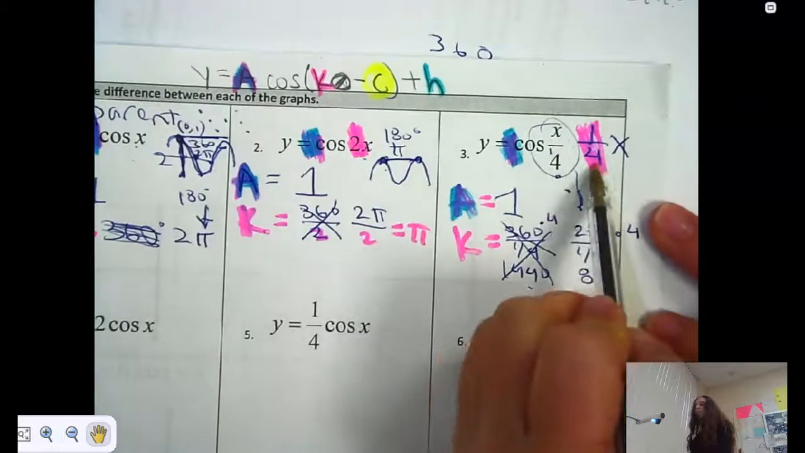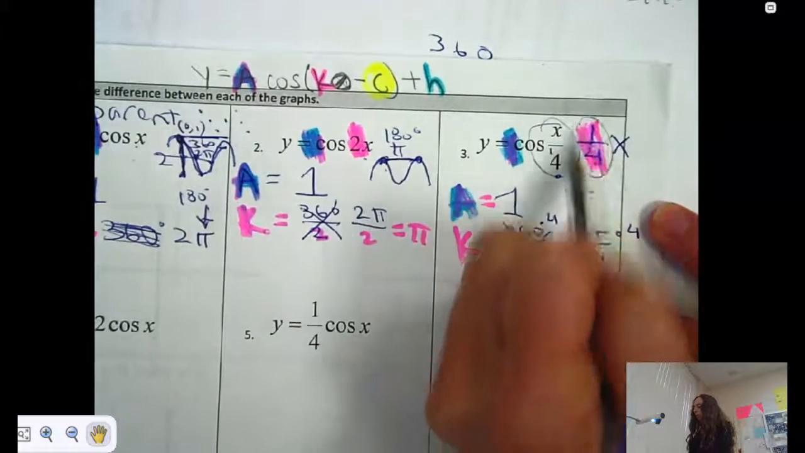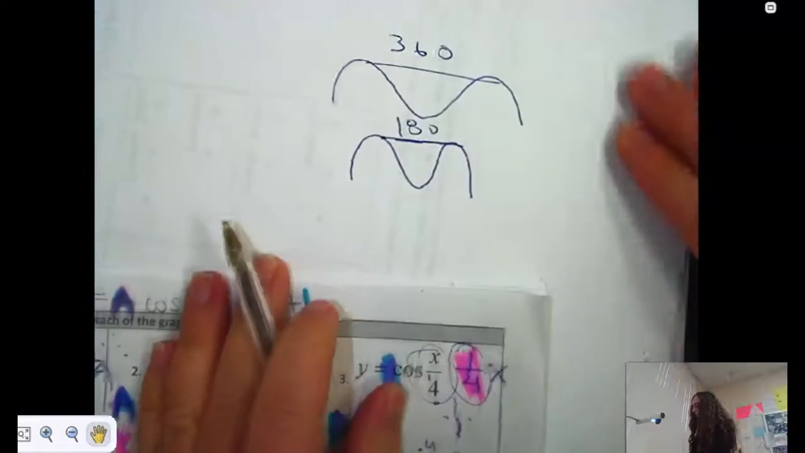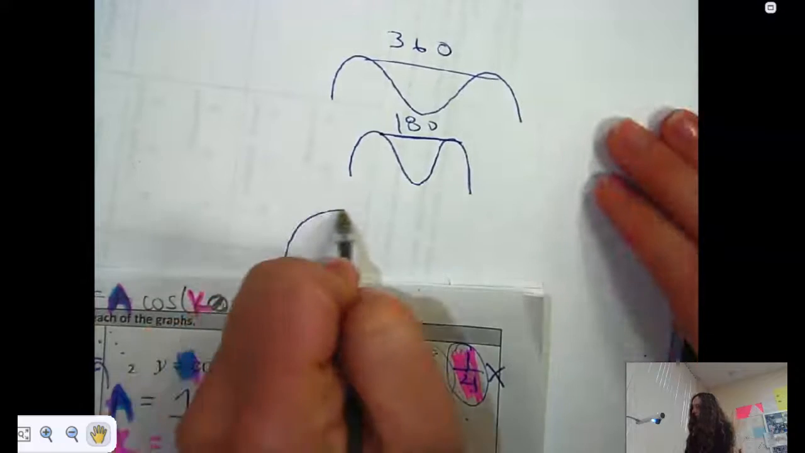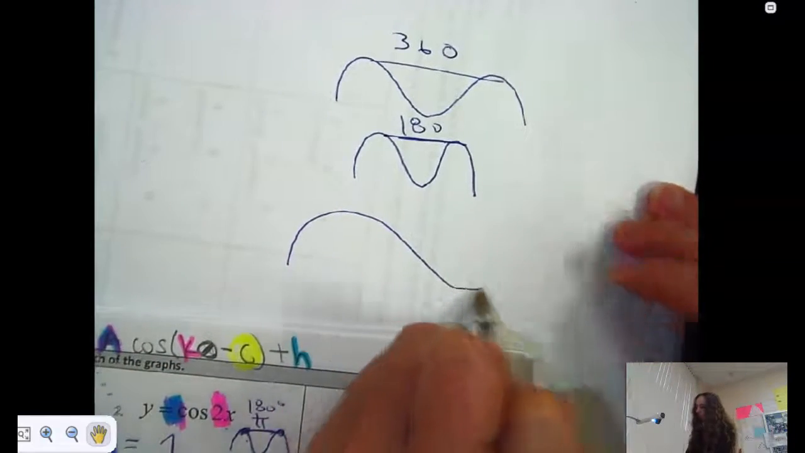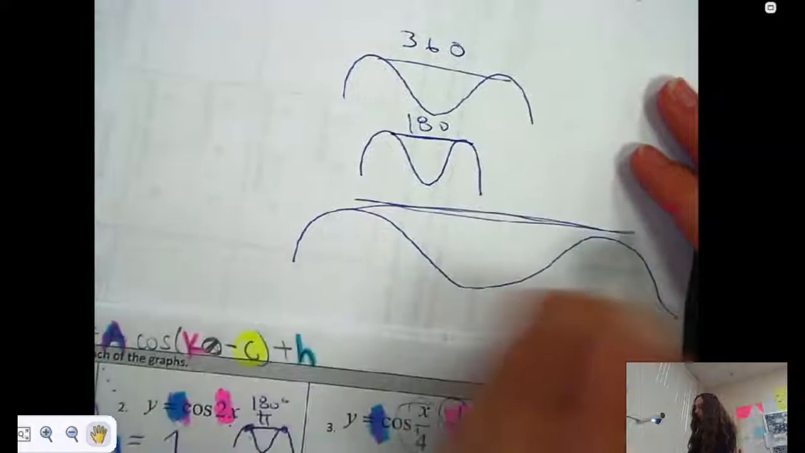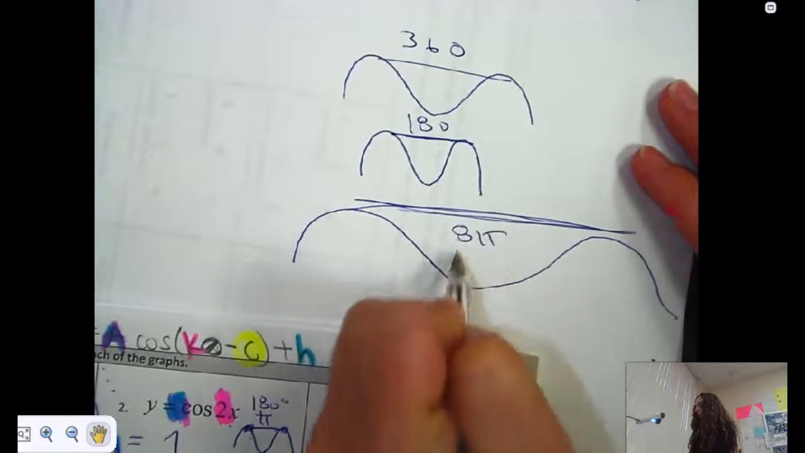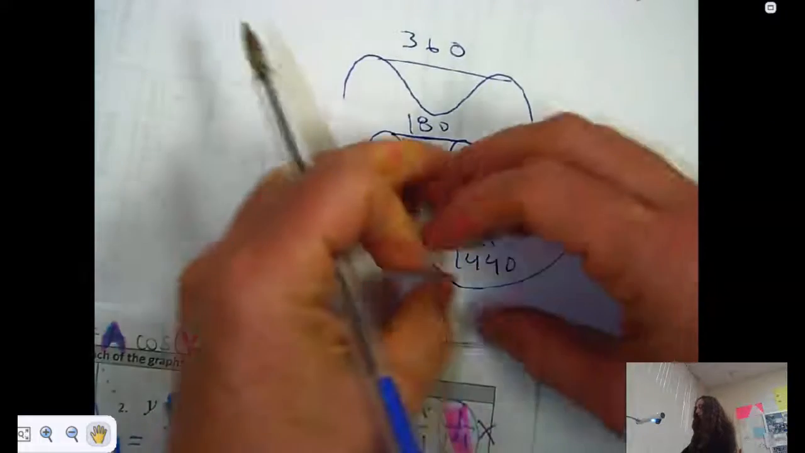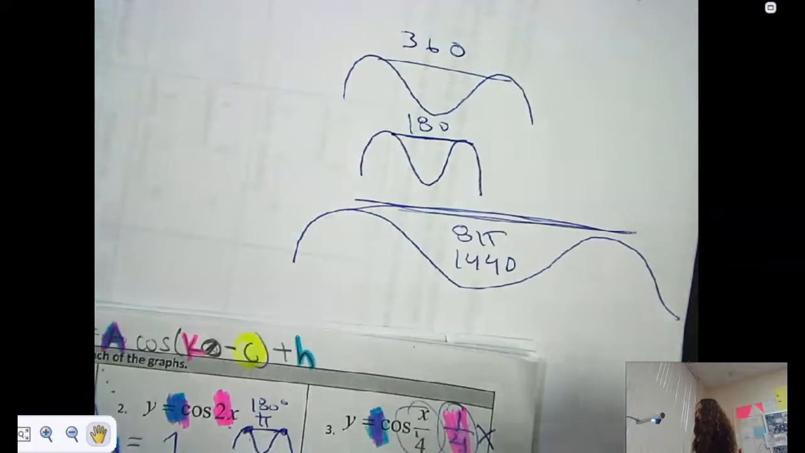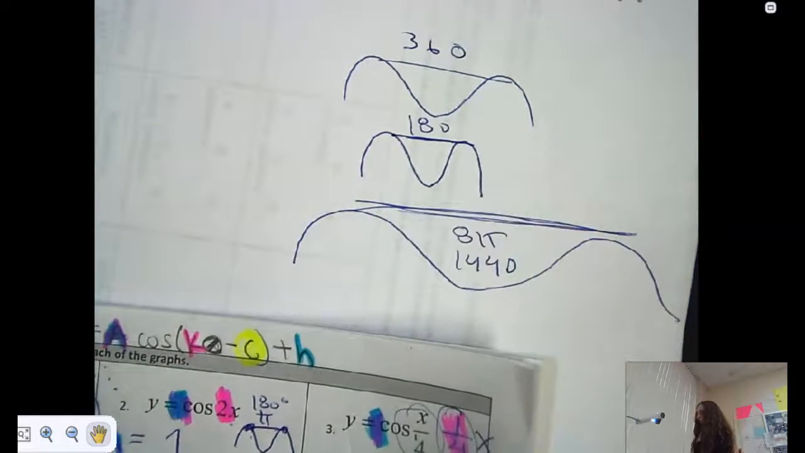Remember, if it's with the x, it's not a straight shooter. So 1/4 really means it's going to be 1/4 as wide. So that means the distance, if I was going to graph this, it's not pretty, I know. The distance from one hump to the next is 8 pi, or 1440. It is horizontally wider, okay? And this will make more sense when we get to it, okay?